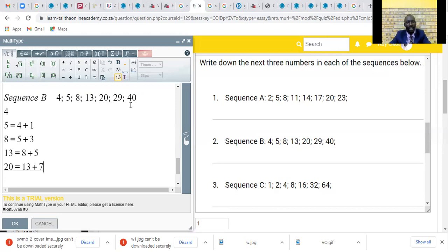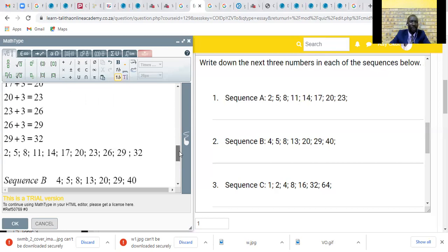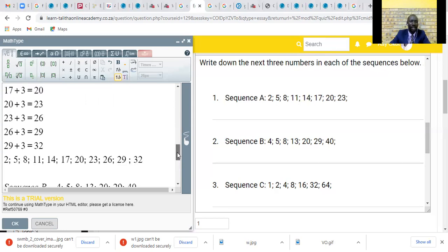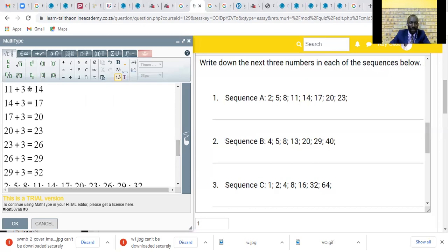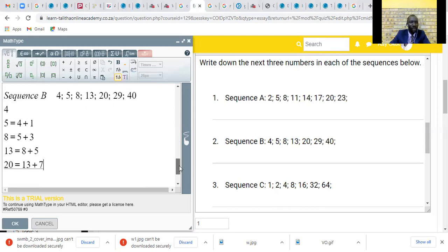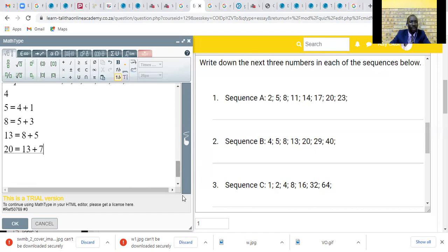What's that pattern? Now, notice that we don't have, obviously, a number which is uniform here. We have a 1, a 3, a 5. They're not the same. In sequence A, the number being added was the same, it was 3. But now, in sequence B, the number is not the same. So the question is, how do we deal with this type?